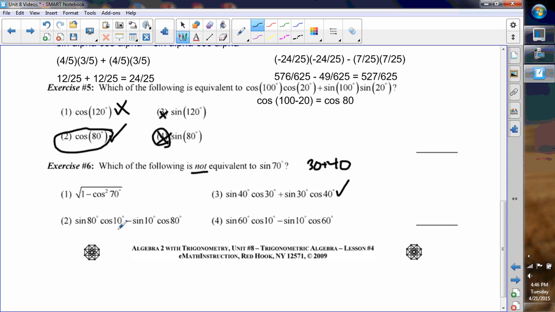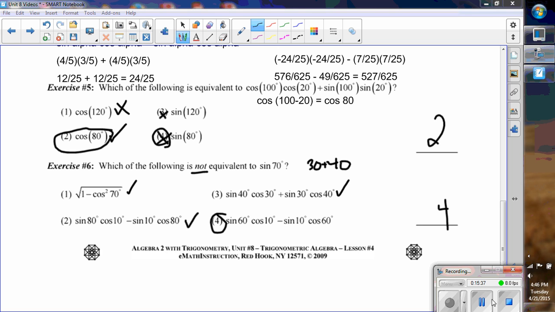This is the subtraction formula. This one would be the one that works. This is the one that does not work. And this one does work because it's a Pythagorean identity. So the answer to this is 2. The answer to this is 4. And we are over time.